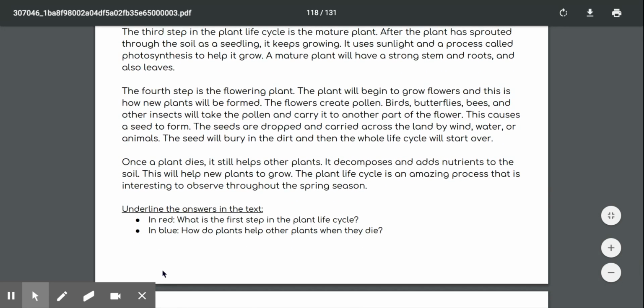Once a plant dies, it still helps other plants. It decomposes and adds nutrients to the soil. This will help new plants to grow. The plant life cycle is an amazing process that is so interesting to observe throughout the spring season.